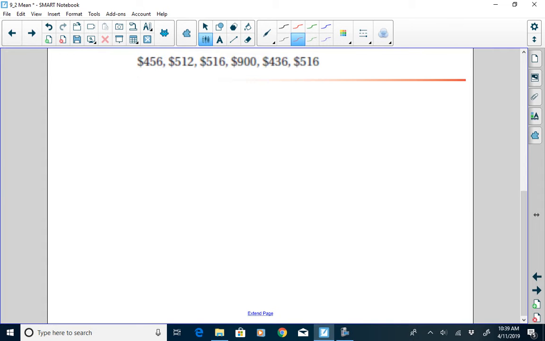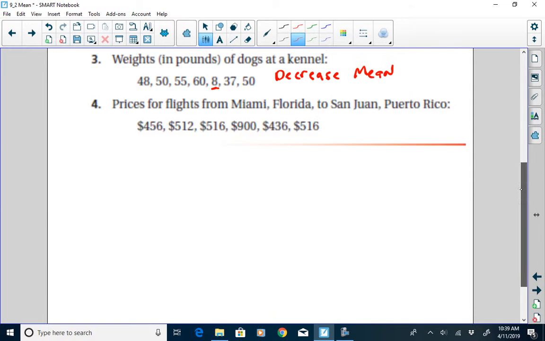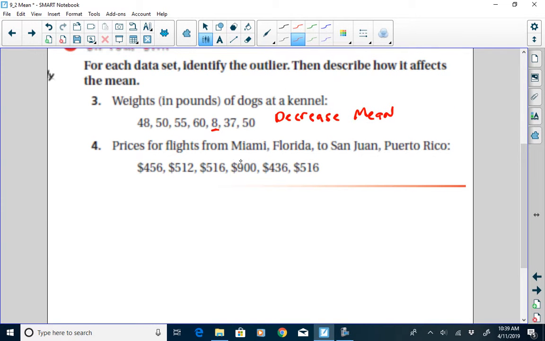Alright, take a look at our next example. We have prices for flights from Miami, Florida to San Juan, Puerto Rico. The price of those flights are $456, $512, $516, $900, $436, $516. We see that we have one item that is significantly greater than all of the other items, so that will of course increase our mean.